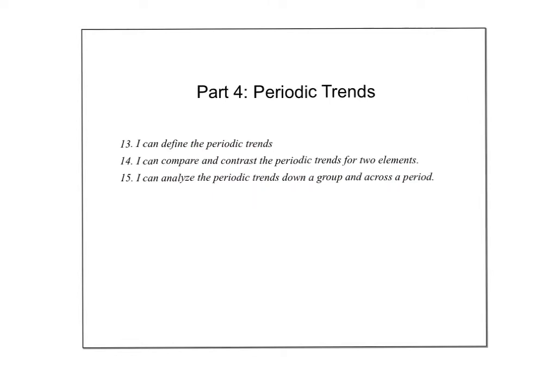So same idea with both these trends. We want to be able to define them, compare for two elements what has higher or lower electronegativity and electron affinity, and then be able to know the patterns on the periodic table and be able to explain why.